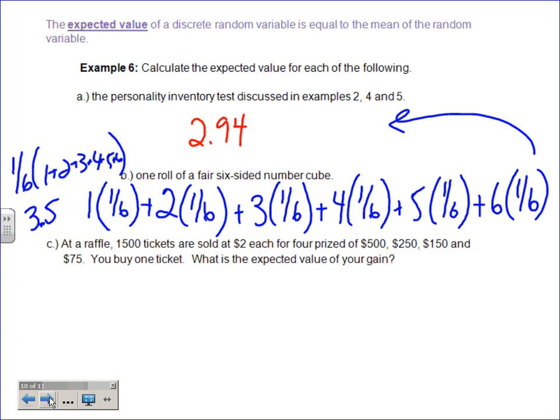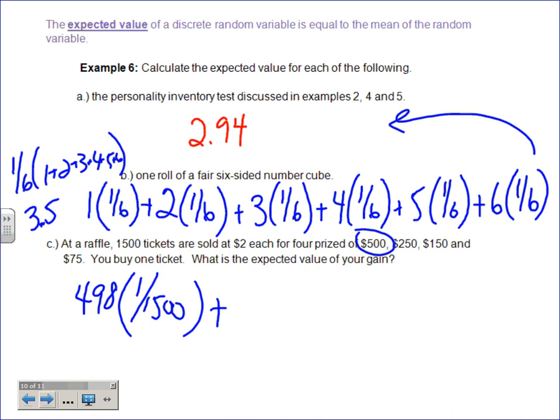Well, we can't quite do that on this one. So let's do the winning this prize. What is your gain? You get gain 498, right? That's how much you would gain. You see that? So 498 is one of the possibilities, correct? And what is your probability of winning that? Right? That's your probability of winning that.